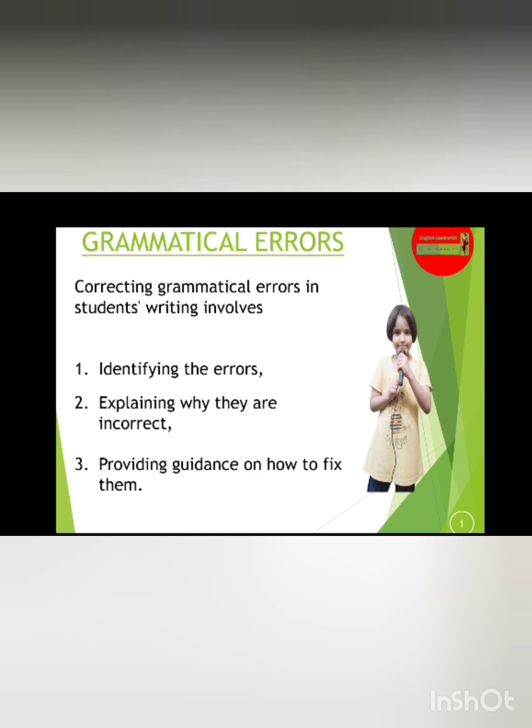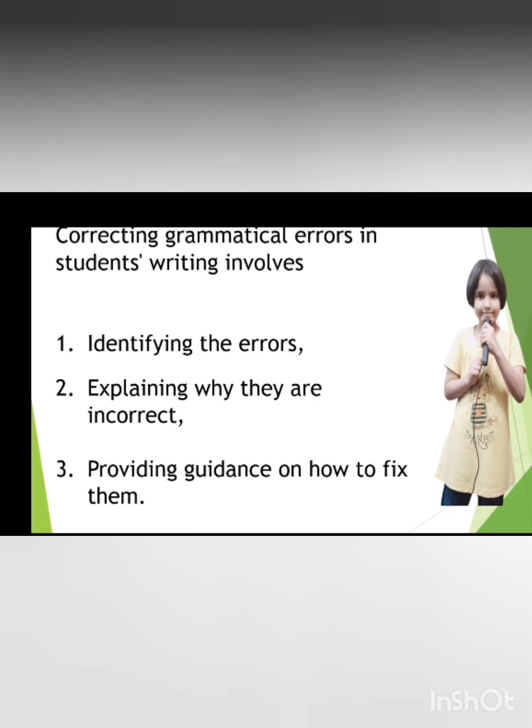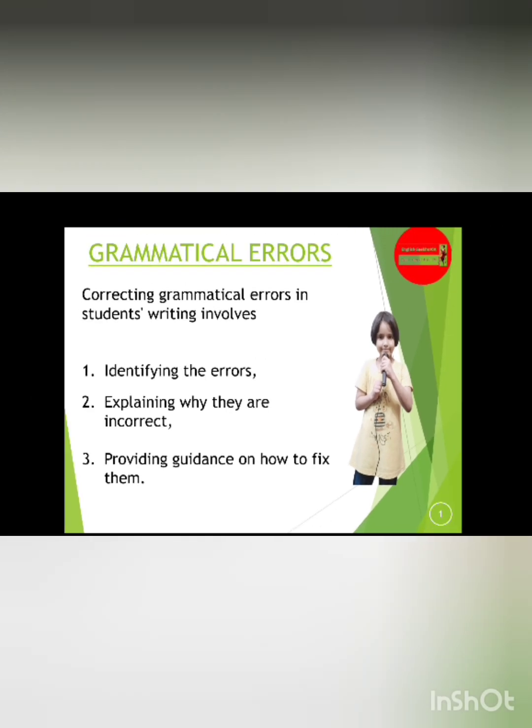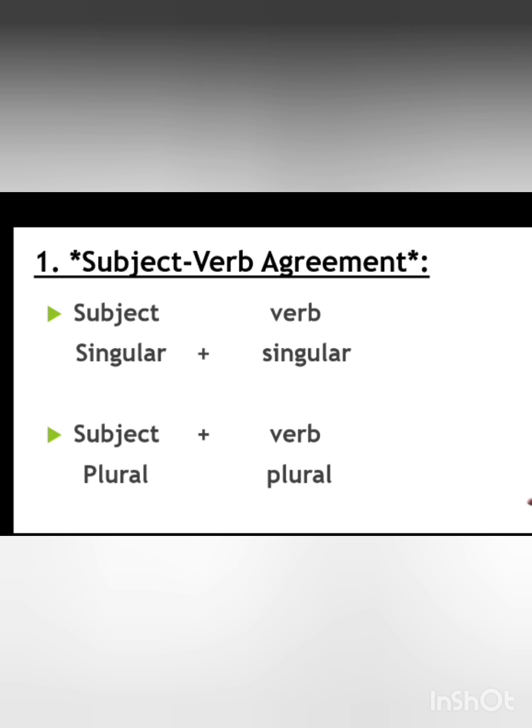Correction of grammatical errors in students' writing involves identifying the errors, explaining why they are incorrect, and providing guidance on how to fix them. So, we are going to study this in this slide. Coming to the first one, the first rule of English communication where you make a lot of grammatical errors is subject verb agreement. You do not follow the subject verb agreement. So what is this subject verb agreement? If the subject is singular, the verb will also be singular. If the subject is plural, the verb will also be plural.